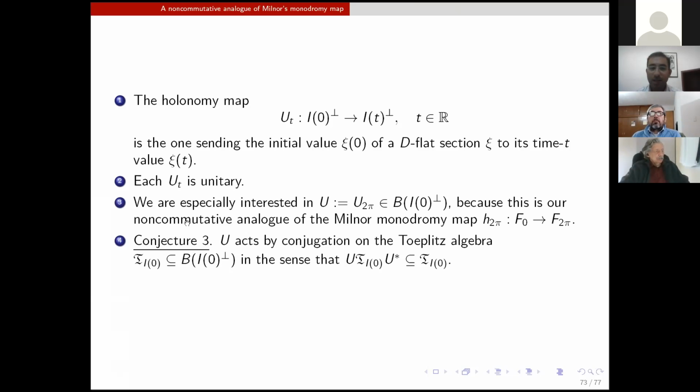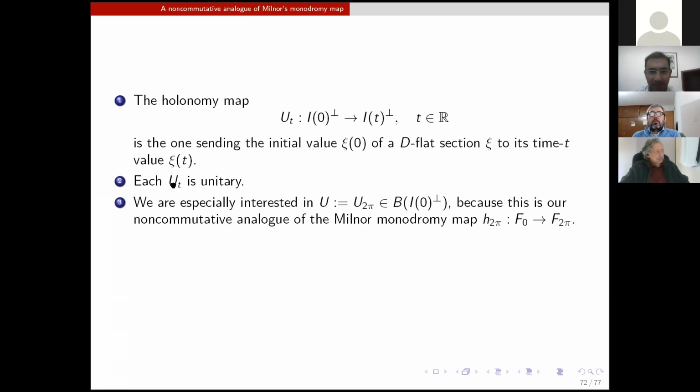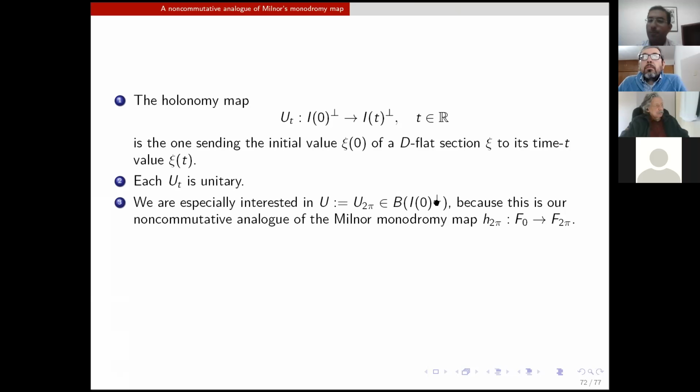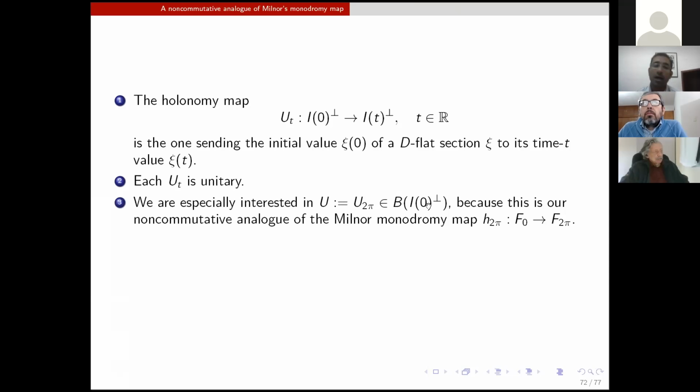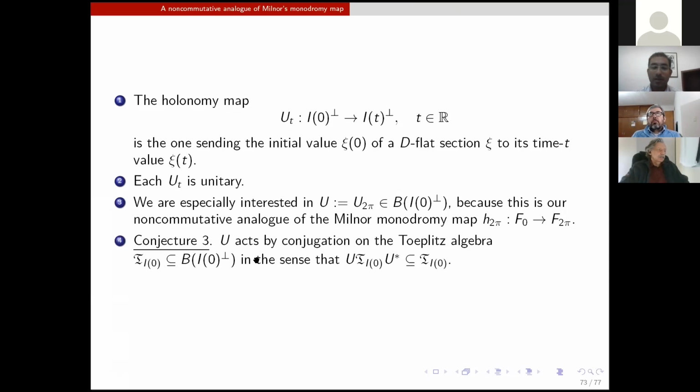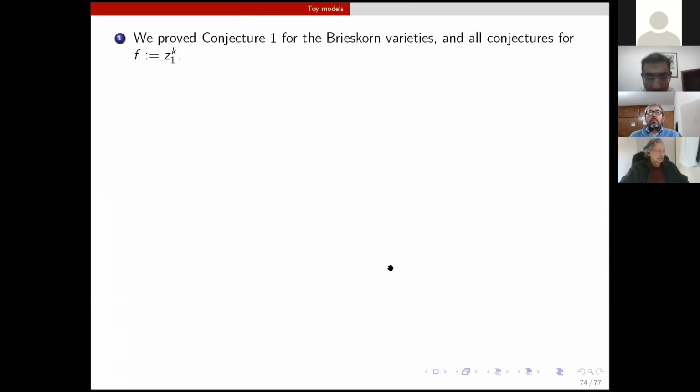Our second conjecture is that we are most interested when the value of t is 2 pi. I mean, when you turn around this unit circle once. So u of t, you have I0 perp, right? On I0 perp, you have Toeplitz operators, and you also have a unitary map. Right? And then this is our third conjecture. Our third conjecture is that this unitary map acts by conjugation on the Toeplitz algebra in the following sense. As soon as conjecture 3 is true, and I'm not telling about that, you get the induced map on the K-homology level. Okay, but let's forget about that. But this is our third conjecture, and then this is my last slide.